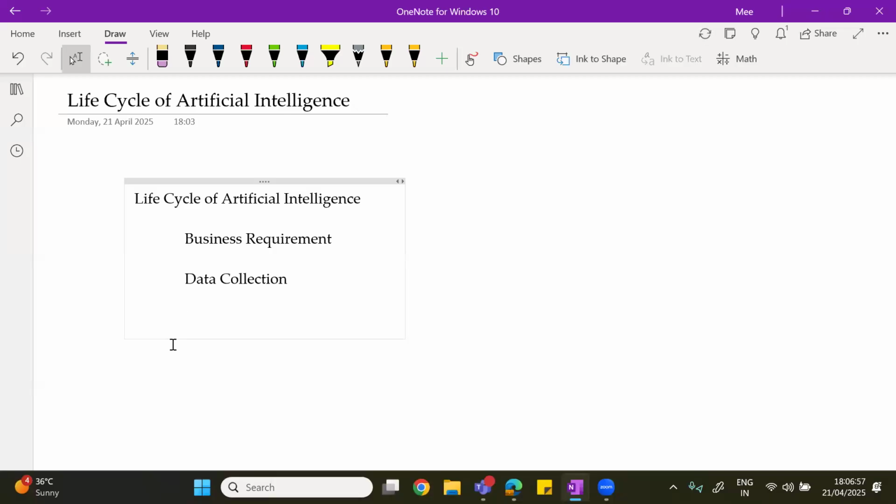Now, with the business requirement, we are collecting the data. After this comes data exploration. Once you have collected the data, probably from different sources, you are going to go through it and see how relevant this data is to your business. How relevant is this data to my business? That is the business requirement.